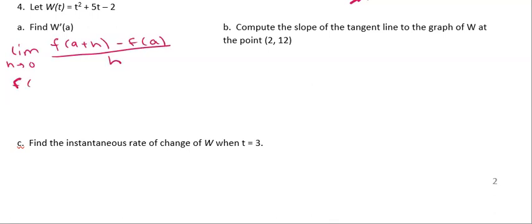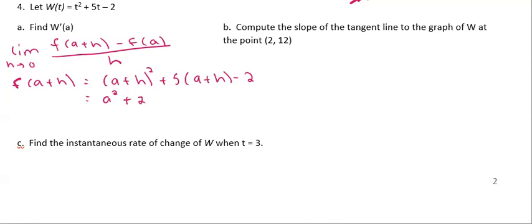So now we need to find our different pieces. The first thing we need is f of a plus h. So that will look like a plus h quantity squared plus 5 times a plus h minus 2. Now, if we simplify that all down, we're going to need to distribute our 5, and we're going to need to FOIL a plus h squared. So that will look like a plus h times a plus h. So if we do our distribution and we do our FOIL and we put it all together, it's going to look like a squared plus 2ah plus h squared plus 5a plus 5h minus 2.